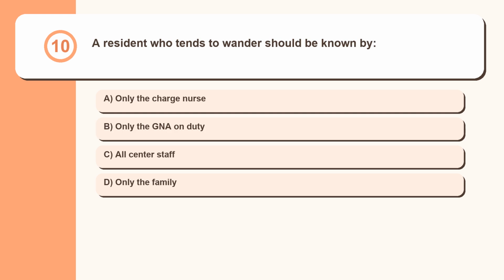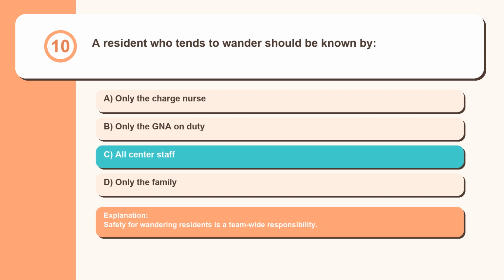Question 10. A resident who tends to wander should be known by: only the charge nurse; only the GNA on duty; all center staff; only the family. Safety for wandering residents is a team-wide responsibility.